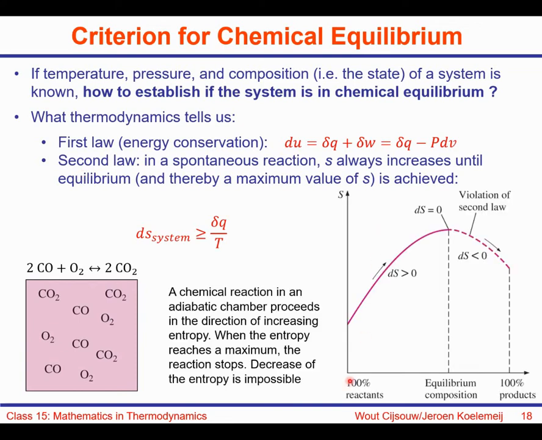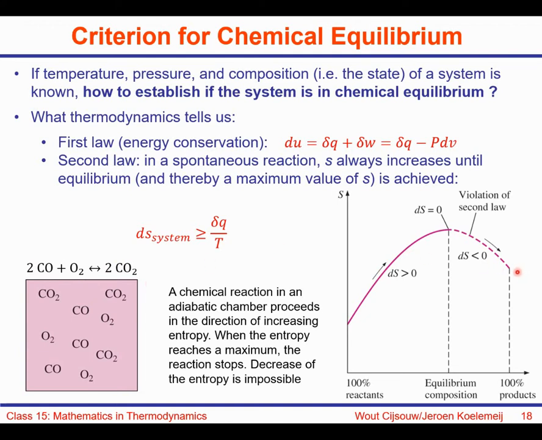And so this reaction, suppose we're starting from purely carbon monoxide and oxygen, then they will start to react. And as the reaction takes place, the disorder in the system, in this chamber, will increase. So thereby the entropy will increase. But assume that everything would be converted into carbon dioxide. We would only have carbon dioxide molecules left. Then actually the disorder would be smaller again. So the entropy would be smaller.